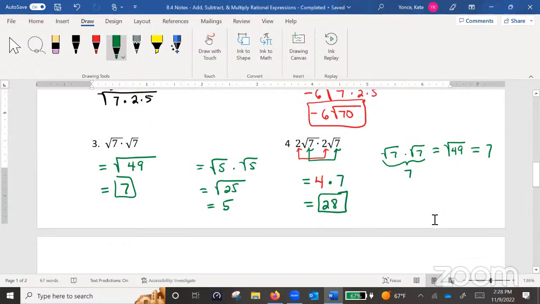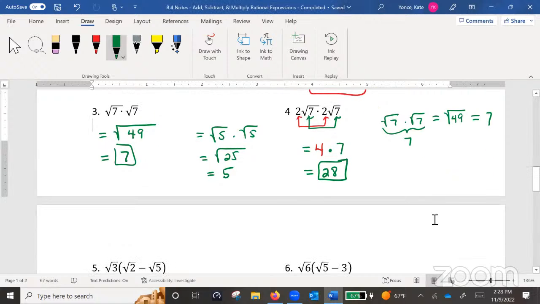Sure. Yeah, definitely. Please do. I'm just going to make up another one similar to that real quick. So what if we had 3 square root of 5 times 3 square root of 5?